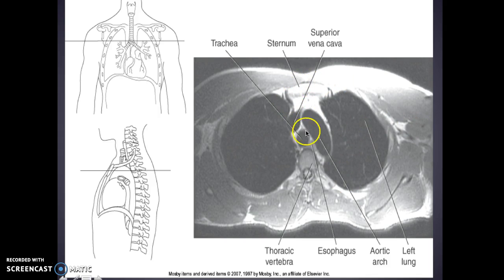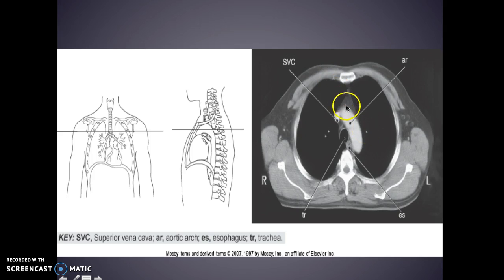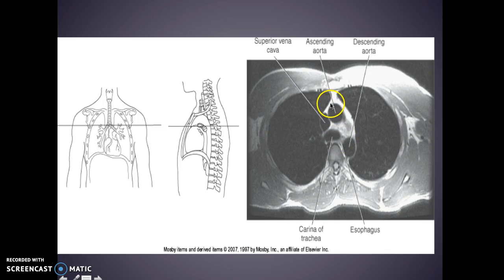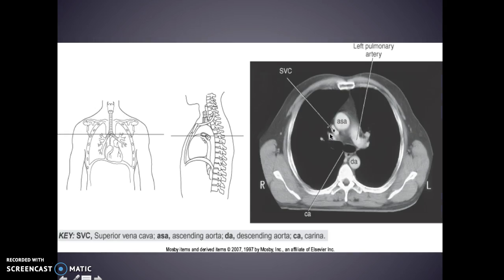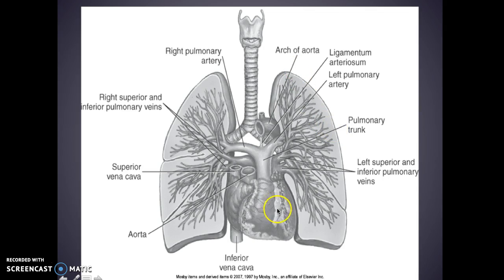So when we're looking, this is your sternum, your superior vena cava, here's your trachea, and this is your aortic arch with your left lung. So kind of the same picture. So here is your aortic arch, superior vena cava, you have your esophagus and your trachea. Ascending aorta, descending aorta, and then the arch comes across. So superior vena cava and your carina. So this is right where your trachea is splitting. Ascending aorta to your left pulmonary artery, descending aorta, here is your esophagus, and your carina is here, and your superior vena cava.